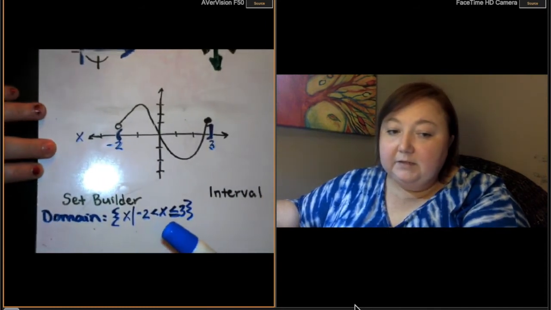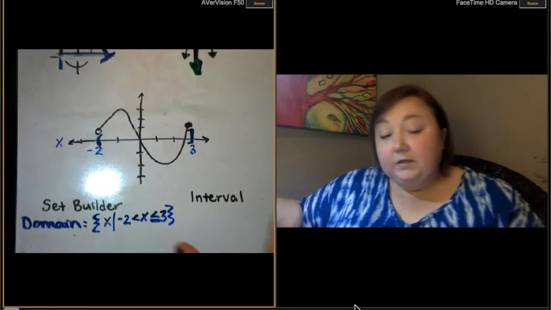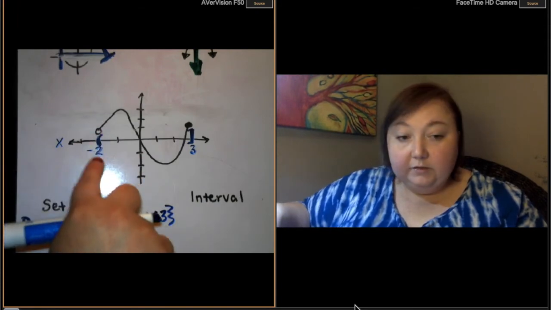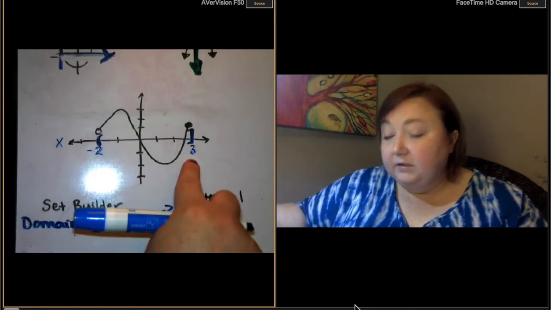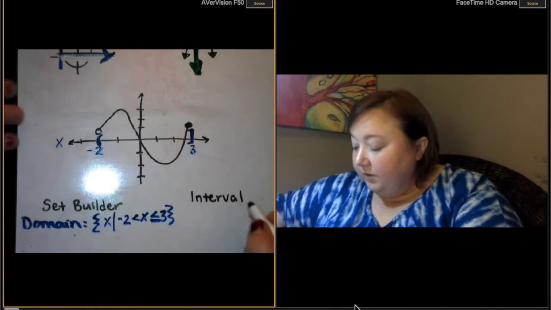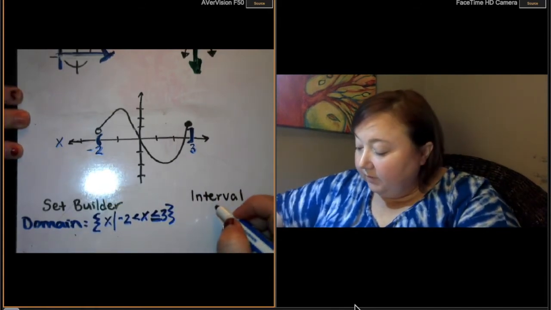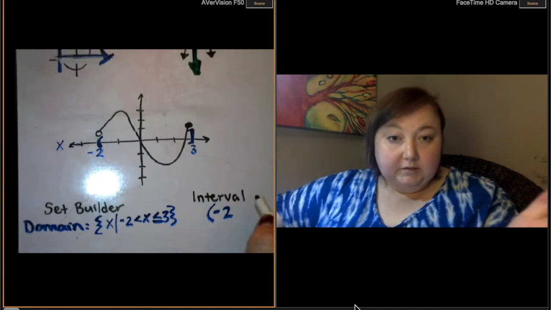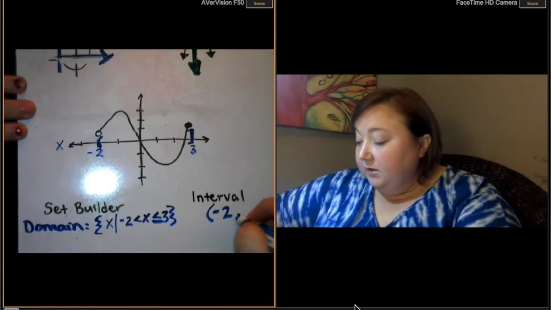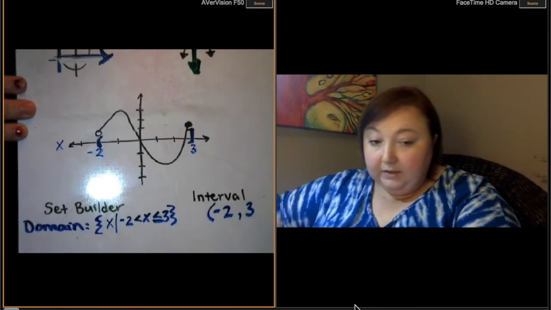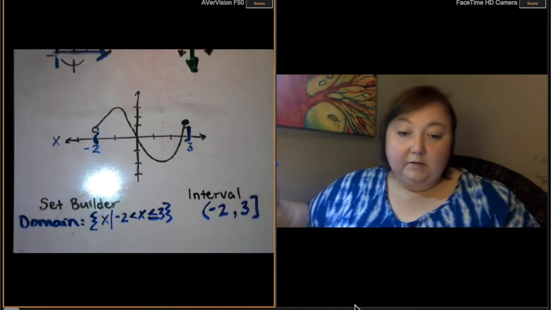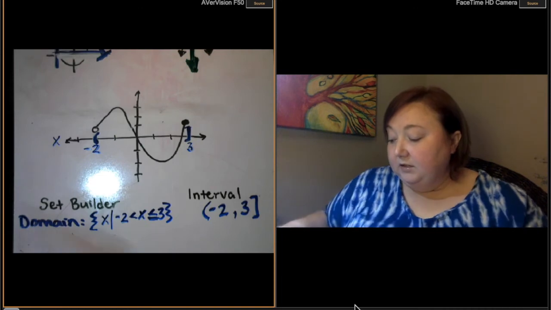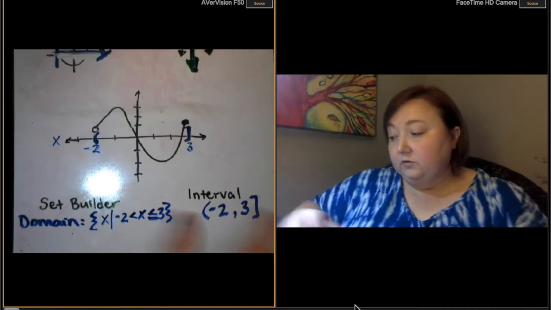So when we write this in interval notation, the way that we represent something being included or not included: if it is not included, then we're going to have a parenthesis. If it is included, then we're going to have a bracket. So here in interval notation, the domain is going to be parenthesis -2, that's our smallest, and -2 is not included. And then it goes up to 3, and we're going to have a bracket, because 3 is included. So that's how you get your domain in set builder notation and in interval notation.